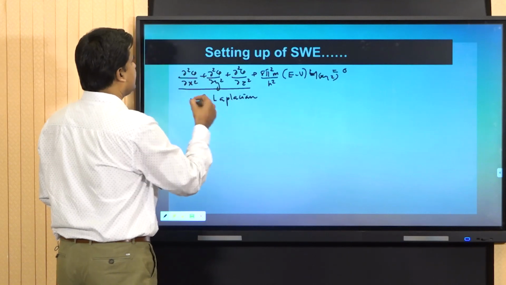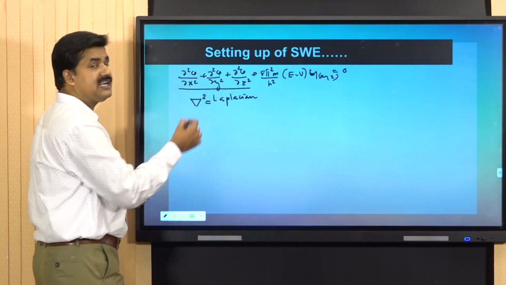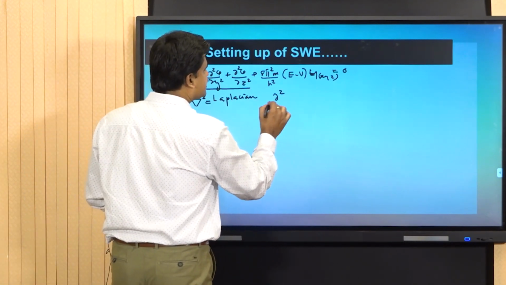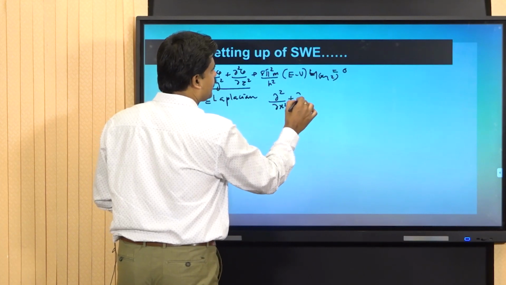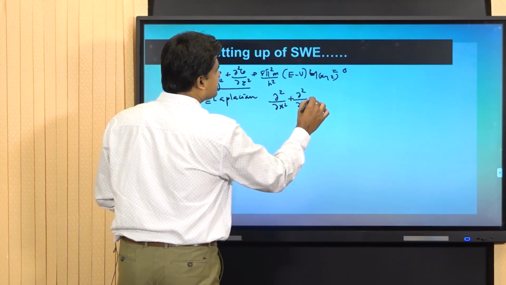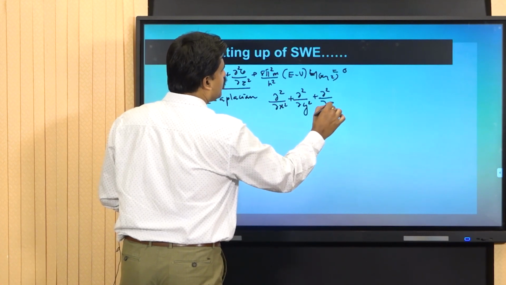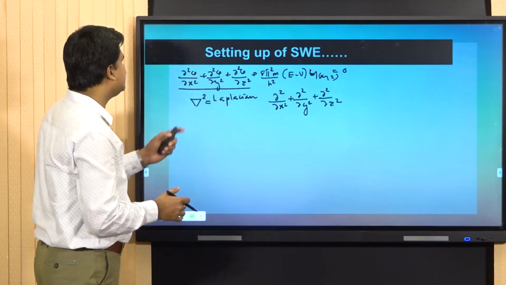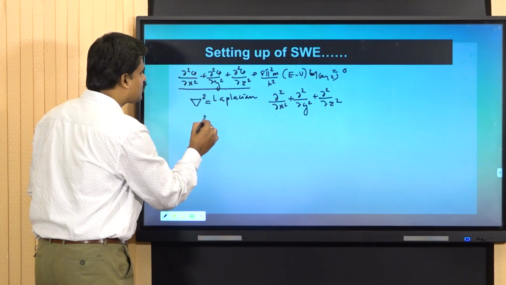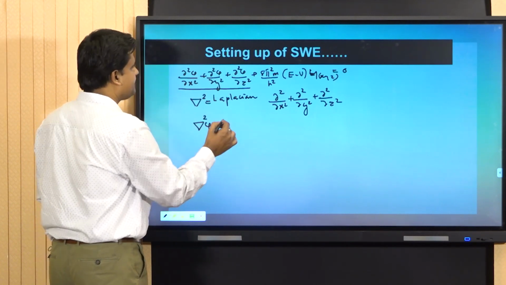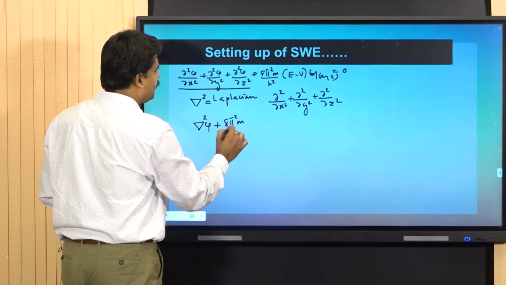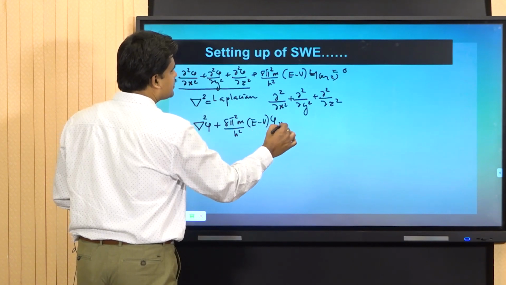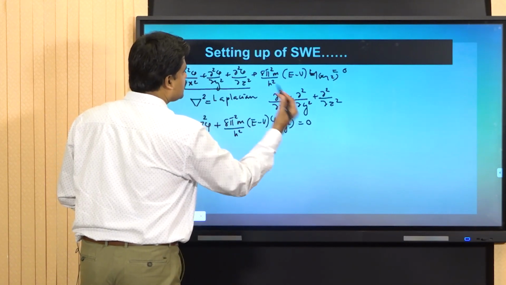We get the left hand side as del square psi. This is because the del square or Laplacian operator is dou square by dou x square plus dou square by dou y square plus dou square by dou z square. By invoking del square on this, we get the relation del square psi plus 8 pi square m by h square into E minus V into psi of x, y, z is equal to 0.